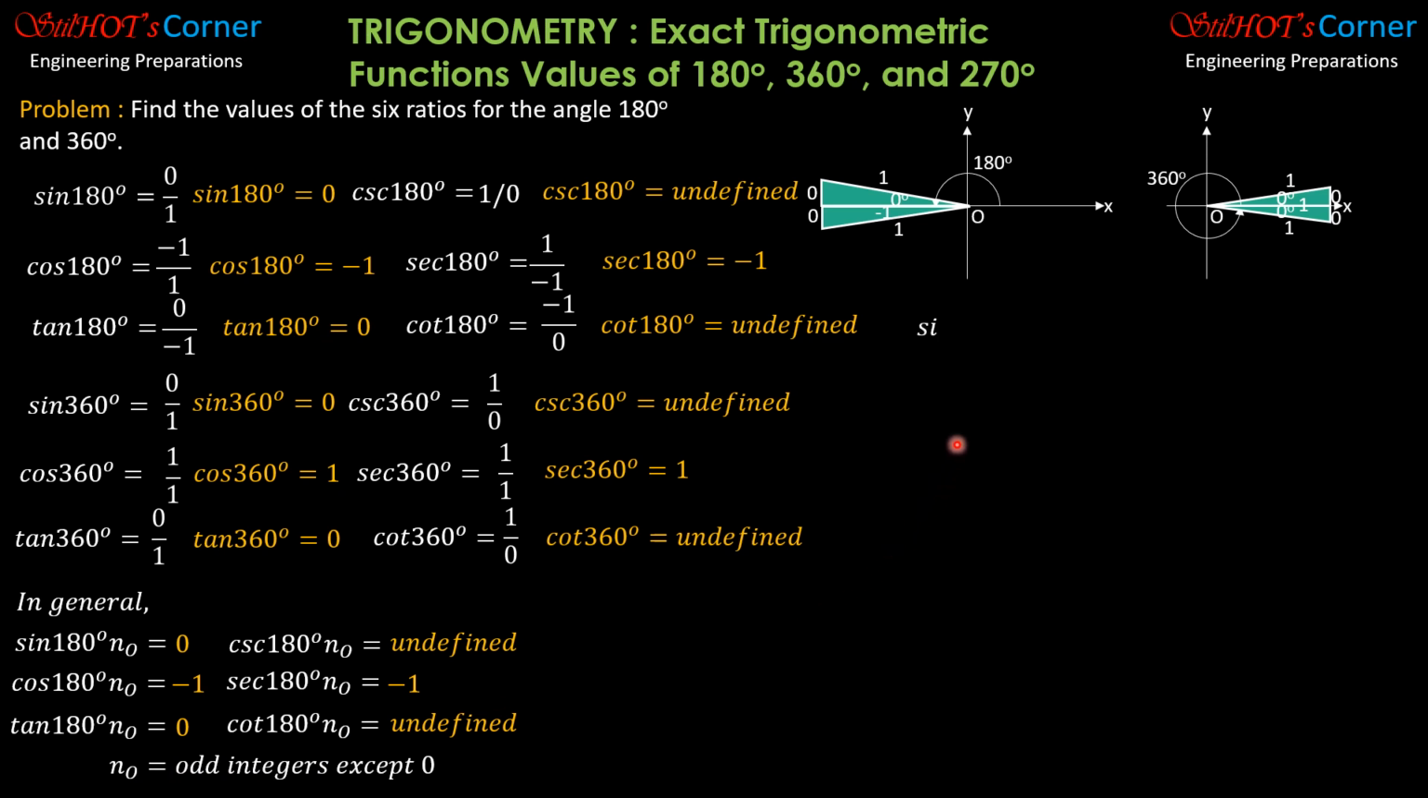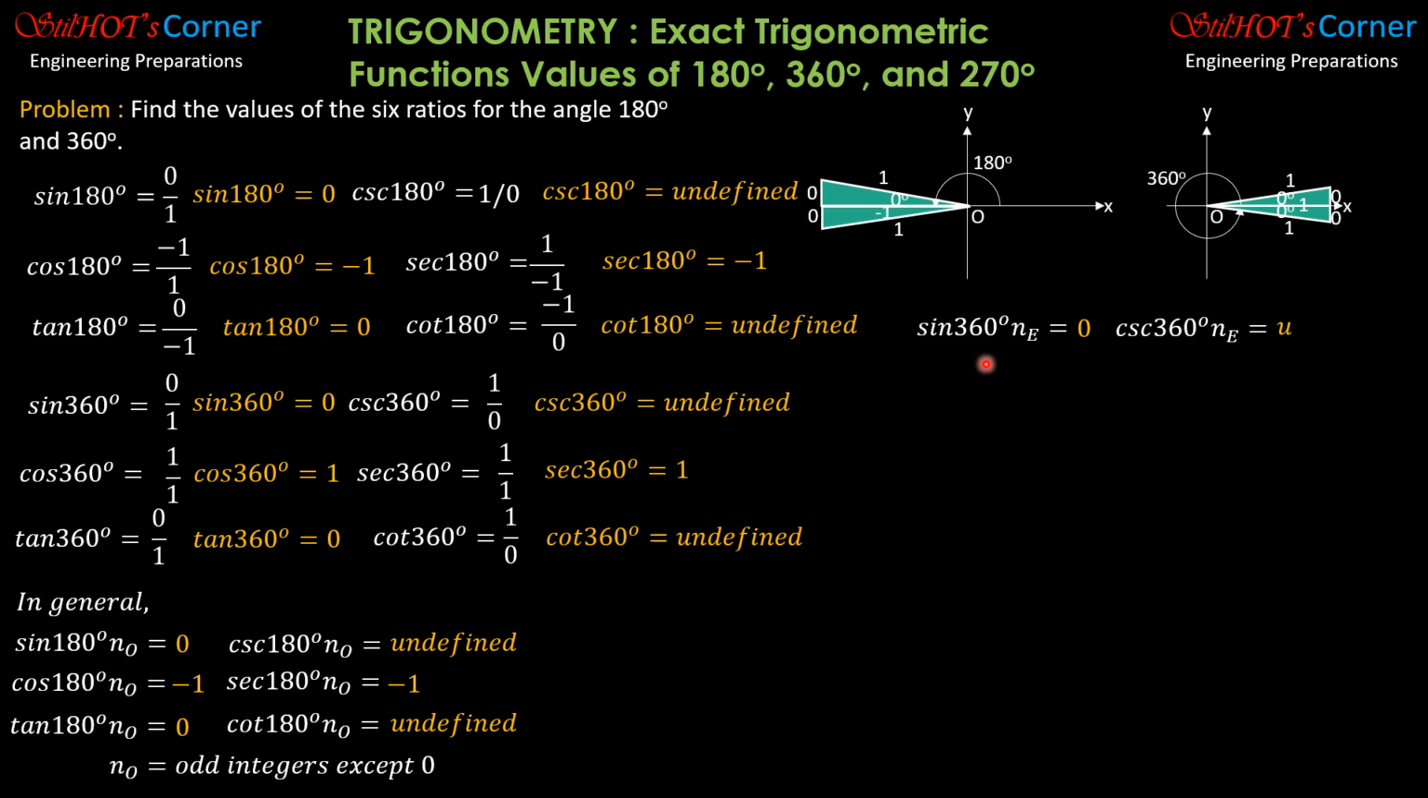Let's now proceed to 270 degrees. Since 360 degrees N sub E, let's generalize also functions of 360 degrees. N sub E is an even integer including 0, because sine of 360 degrees times 0 is 0. Sine of 0 is also 0. So it is 0 over 1, so it is 0 in general. Its reciprocal is 1 over 0, hypotenuse 1 over opposite 0, so it is undefined.